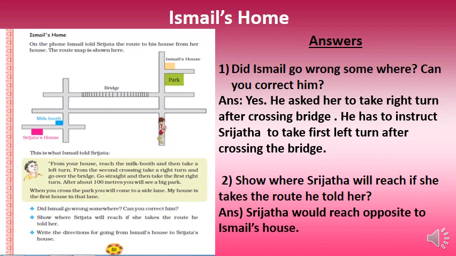Now write the correct directions for going from Ismail's house to Srijata's house. Let us start. Where do we have to start? Start from Ismail's house. Here is Ismail's house. Start from here. Then, from here take the first right turn. Here, this is the first right turn.